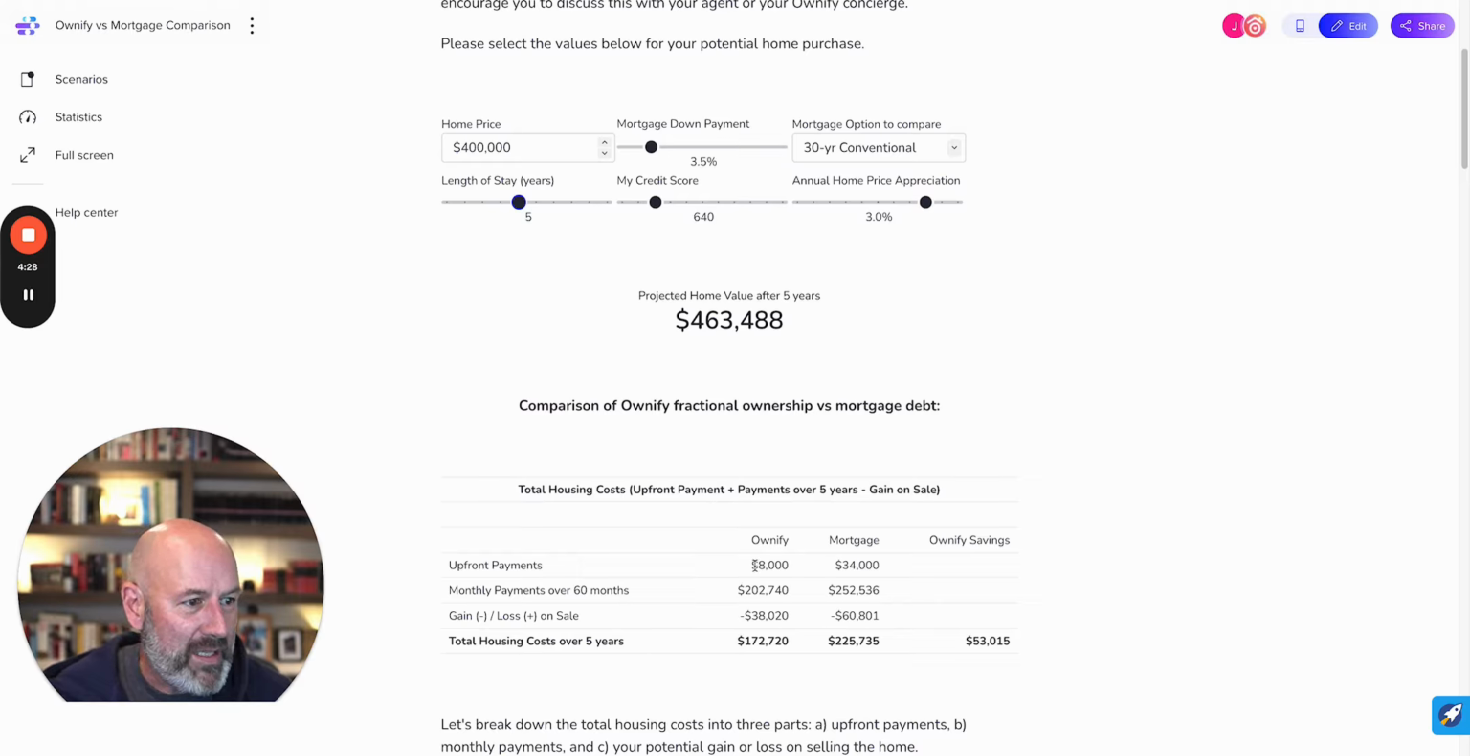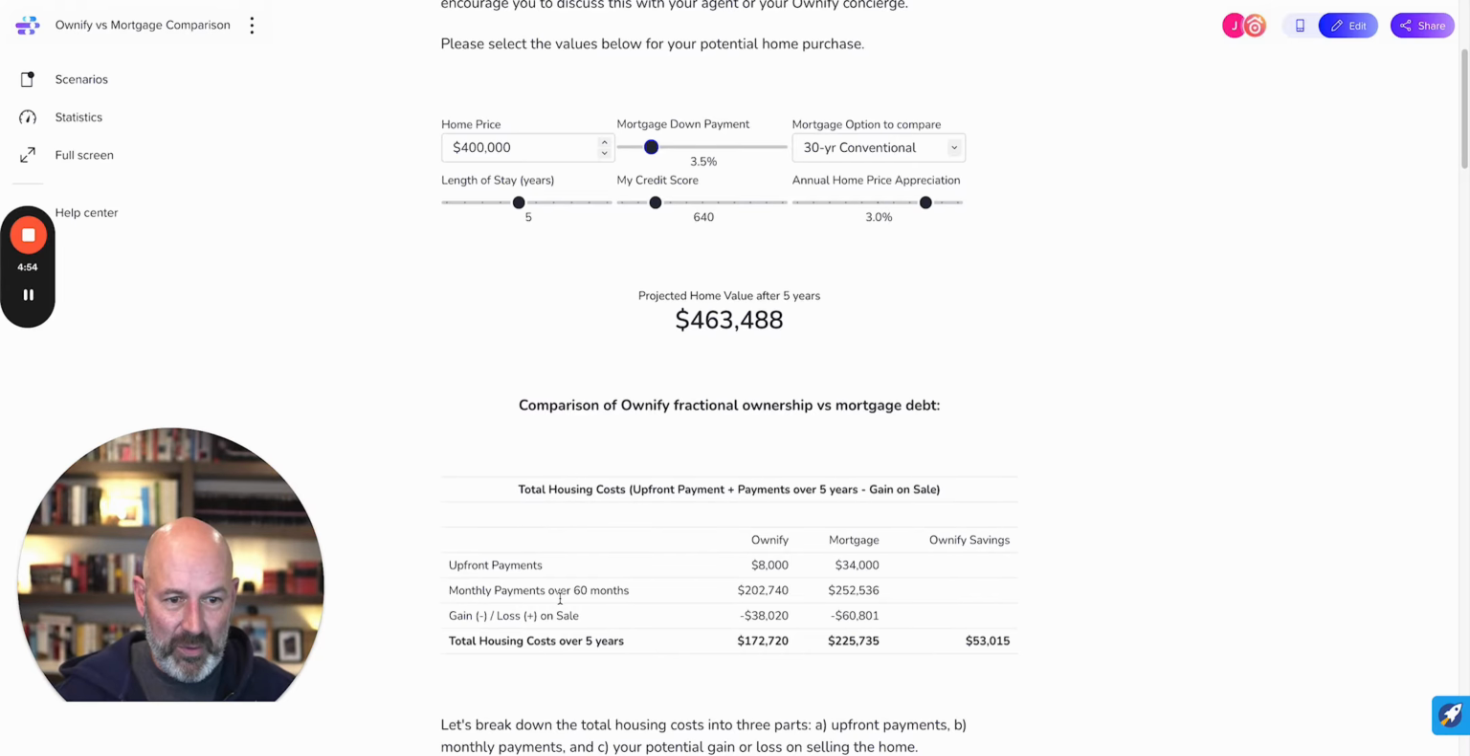With Ownify, that's usually 2% of the home price. So for a $400,000 home, that would be $8,000. With a mortgage, that really depends on your down payment. So as you move that up and down, that number changes. But for a mortgage, it also includes closing costs, maybe appraisal costs, etc. We'll go through those in detail in a second. The second category is your monthly payments.